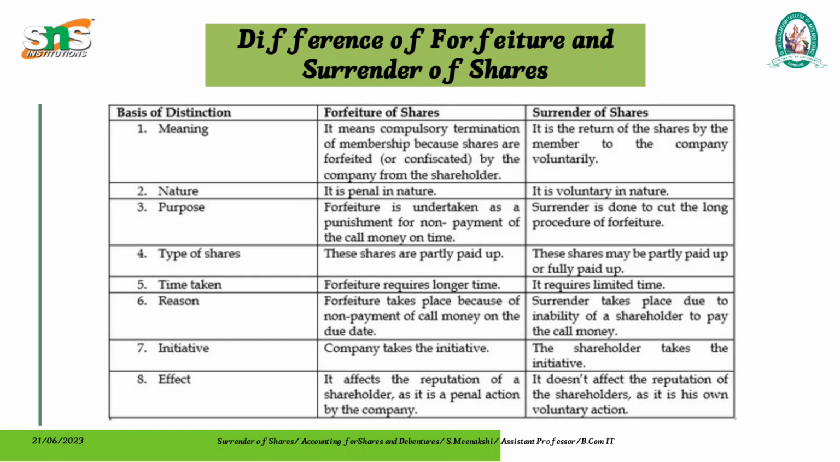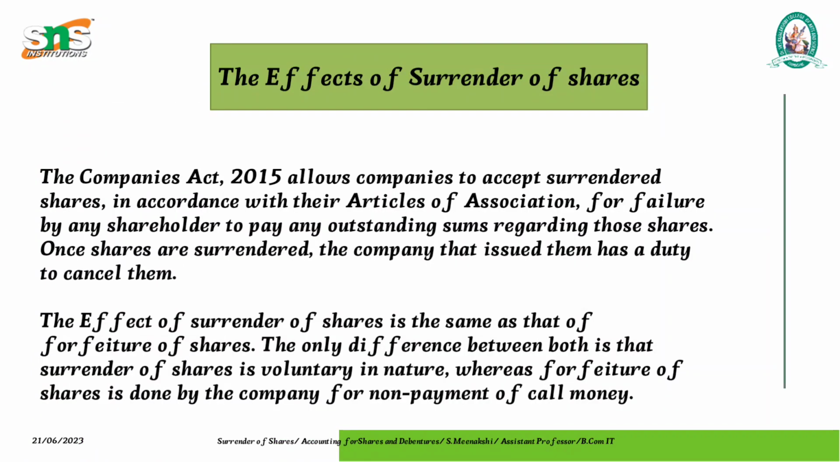Forfeiture takes place mainly because of non-payment of call money on the due date. Surrender takes place due to the inability of a shareholder to pay the call money at the right time, so he himself decides to return. Forfeiture is decided by the company, it's the company's initiative, whereas surrendering the shares is done by the shareholder. When you forfeit a share, it affects the reputation of the shareholder, as it is a penal action taken by the company, whereas surrendering a share does not affect the reputation of the shareholder, as he decides to do so with his own consent.